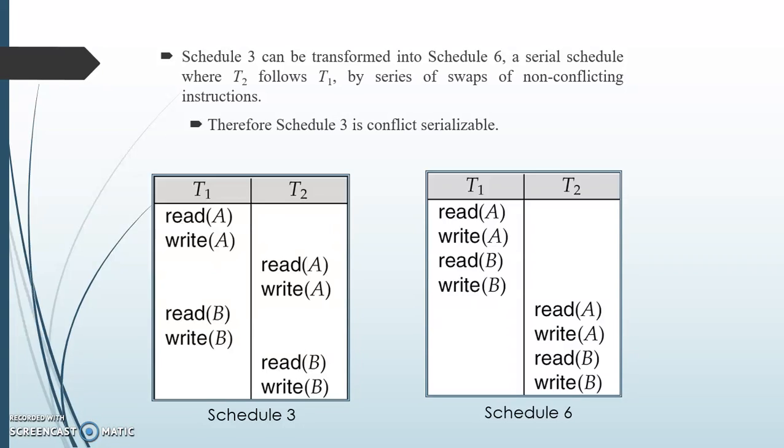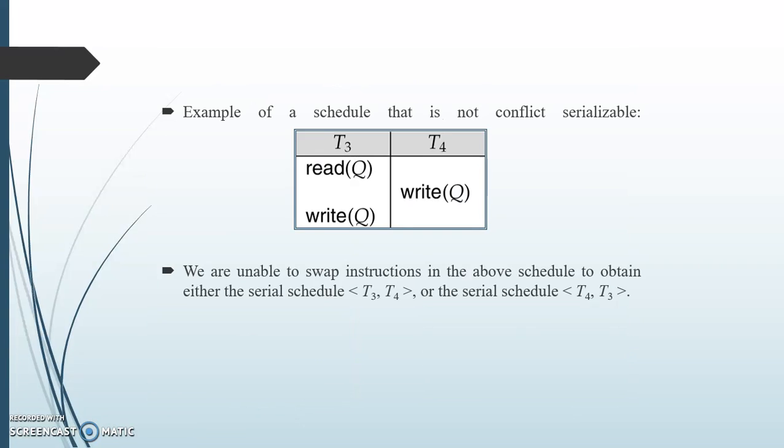As we see in this diagram, schedule 3 can be transformed into schedule 6, a serial schedule where T2 follows T1, by swaps of non-conflicting instructions. Here we can see that read on A is performed by T1 and after that read on A is performed by T2. Same in schedule 6, read on A is first performed by T1 and read on A is last performed by T2. So T1 to T2 is being processed here. Therefore, we can say that they are conflict serializable.